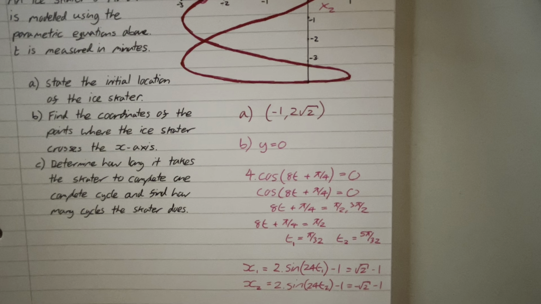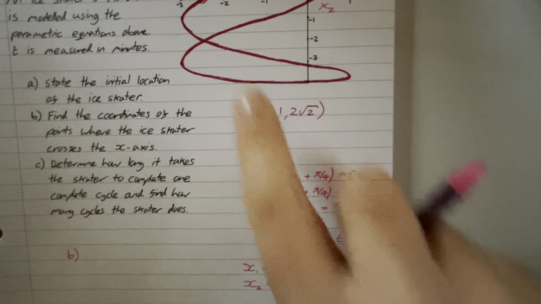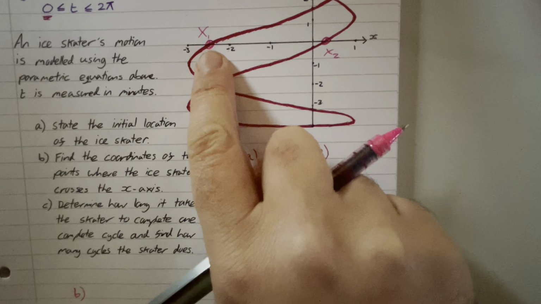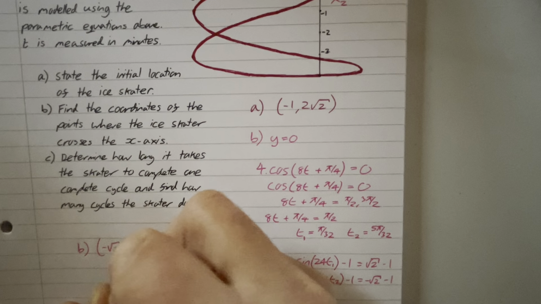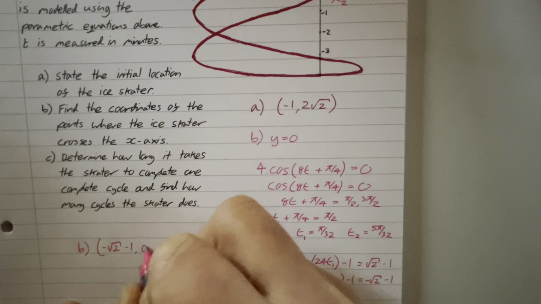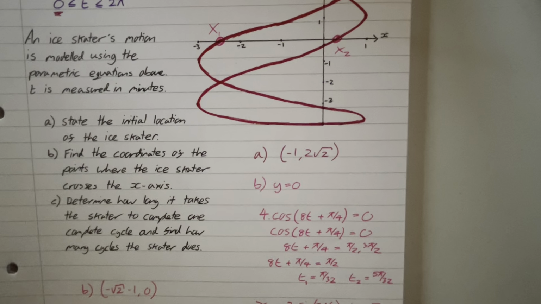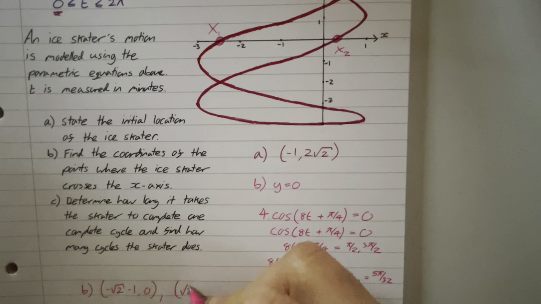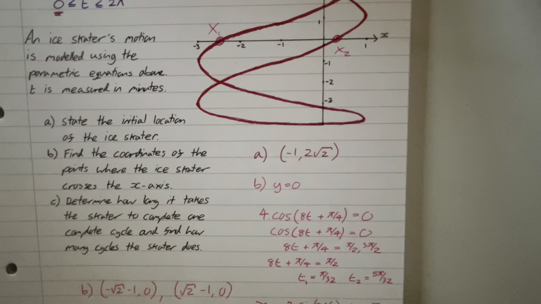So I can find then the coordinates. So the answer to the question, this point here is going to be negative root 2 minus 1, and then 0. It's crossing the x-axis, so the y-coordinate is 0. And then the other coordinate over here was root 2 minus 1, 0. So positive root 2 minus 1.